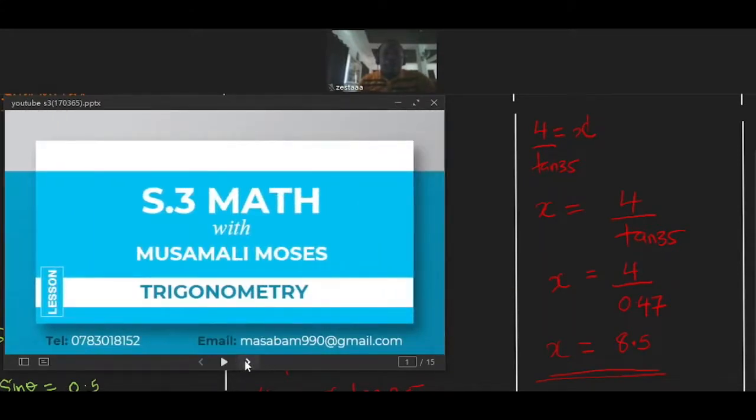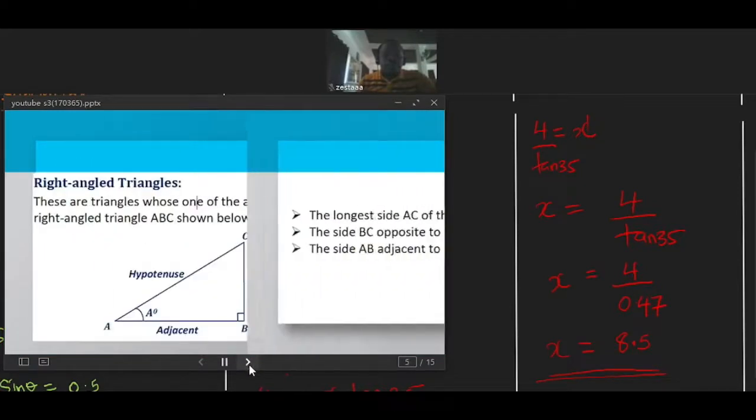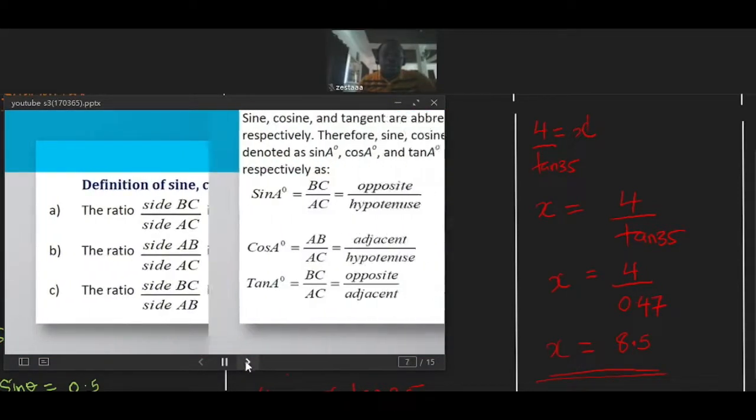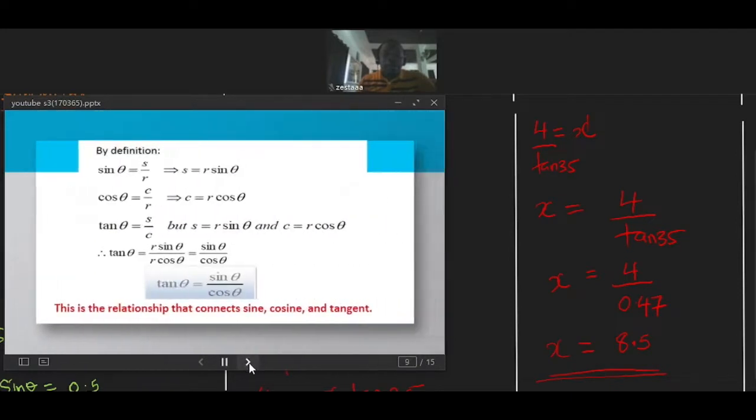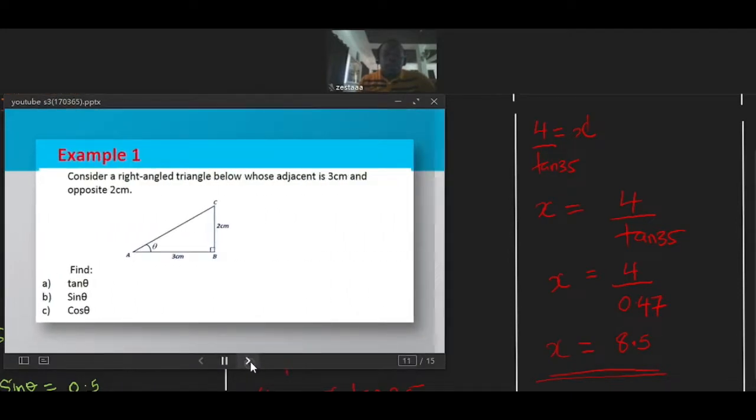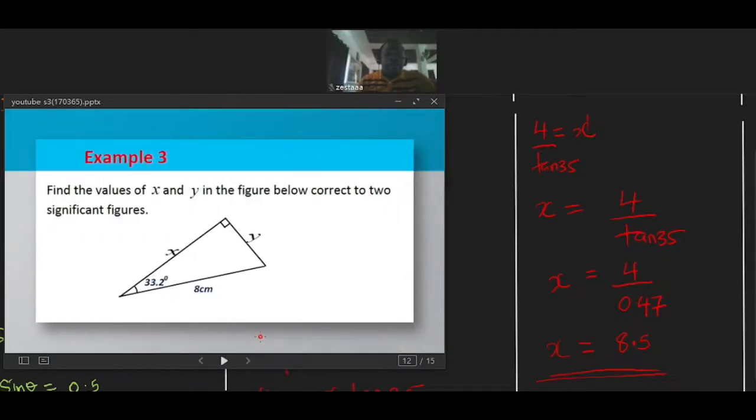Now, moving on, we have our third example shown here that we are going to work through together. Here we are. So find the value of x and y in the figure. Correct them to 2 significant figures. Okay? So, same thing. We have our same thing here that we need to work through.